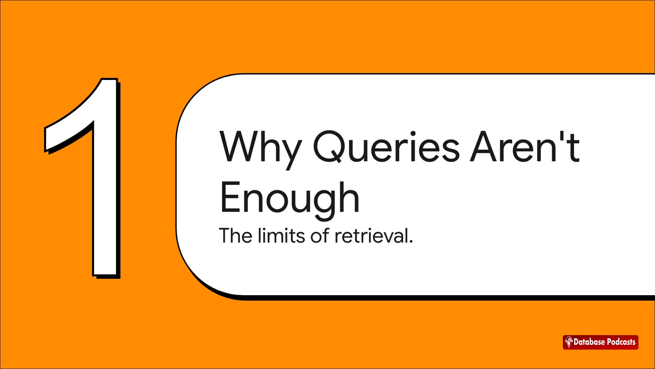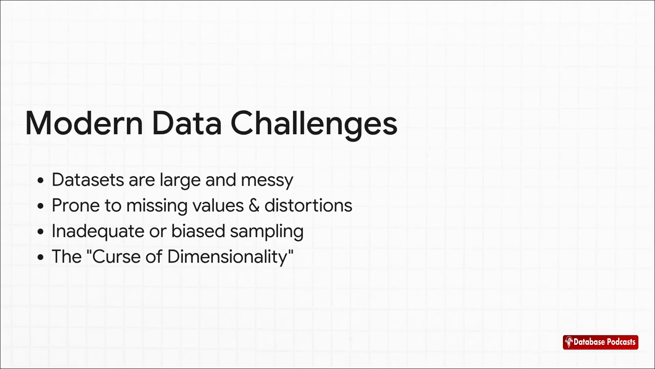See, just getting the data out, the query, is only the first step. And honestly, it's often the easiest one. The real heavy lifting starts after you hit enter. And this is where we run into the chaos of real-world data. It's nothing like a clean, perfect database table. We're talking about data sets that are just enormous and messy. They're full of missing values, typos, all kinds of distortions. Maybe the data wasn't even collected properly in the first place.